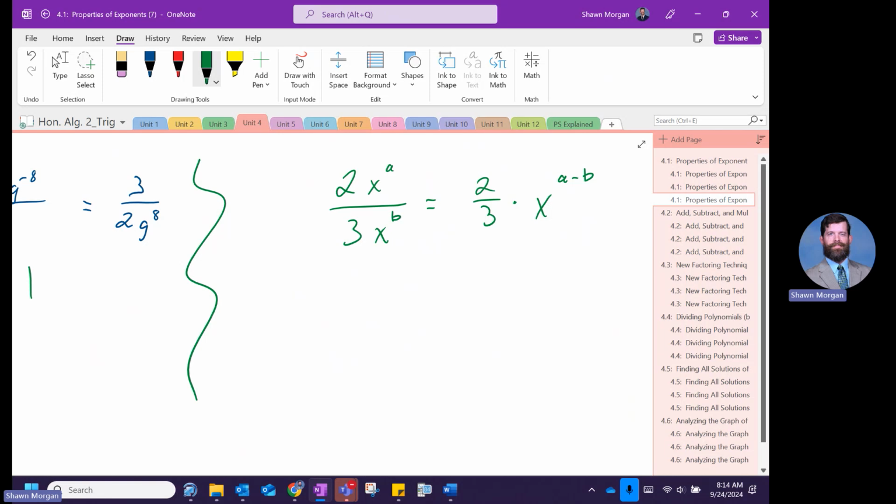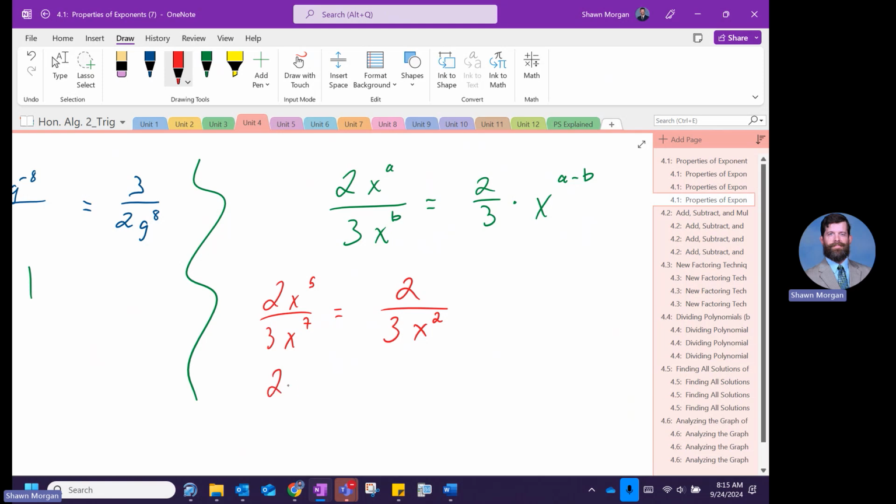If a minus b is a positive number, then that x factor is going to stay up top with the 2. And if a minus b happens to be a negative number, I'm going to kick it down to the bottom to be with the 3. So two little offshoots here. Suppose it's 2x to the 5th over 3x to the 7th. Then I know I'm going to leave the 2 and the 3 alone, but 5 minus 7 is negative 2, and so x to the second is going to be on the bottom.